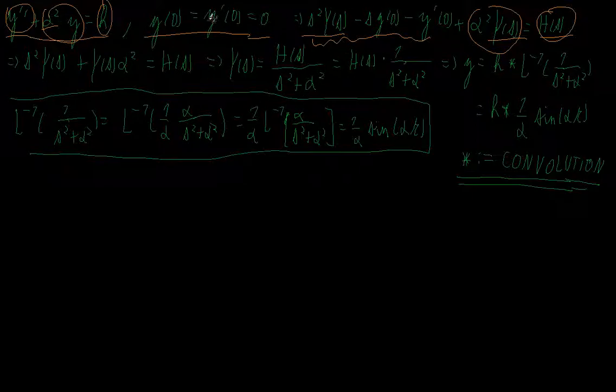So now we apply our initial conditions, so that is 0, because we have y of 0 and y prime of 0, and so we are left with s squared times capital Y plus capital Y times alpha squared is equal to capital H. So now we can solve for capital Y. We get capital Y is equal to capital H over s squared plus alpha squared. And so we can write it as capital H of s times 1 over s squared plus alpha squared.